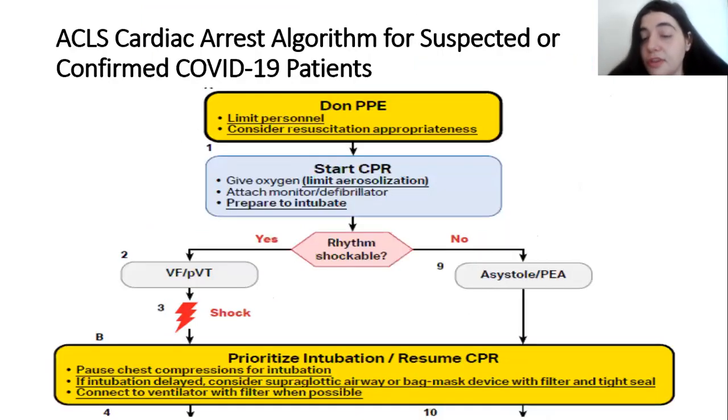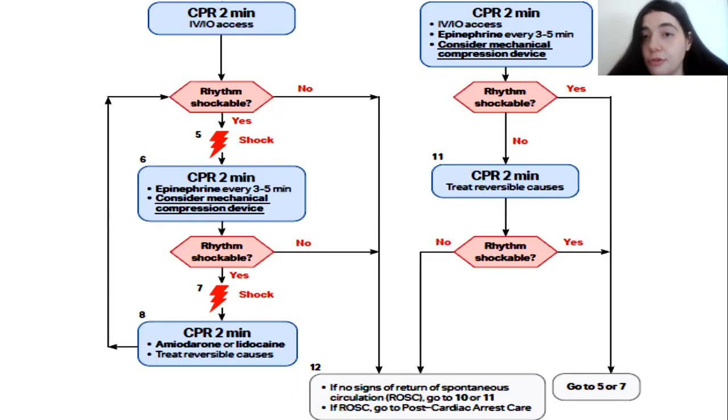If the patient is in asystole or pulseless electrical activity, then CPR, epinephrine every 3 to 5 minutes, consider mechanical ventilation and mechanical compression. Then check the rhythm. If it's not a shockable rhythm, then continue CPR and treat the reversible causes, and continue cycles until you see the return of spontaneous circulation.